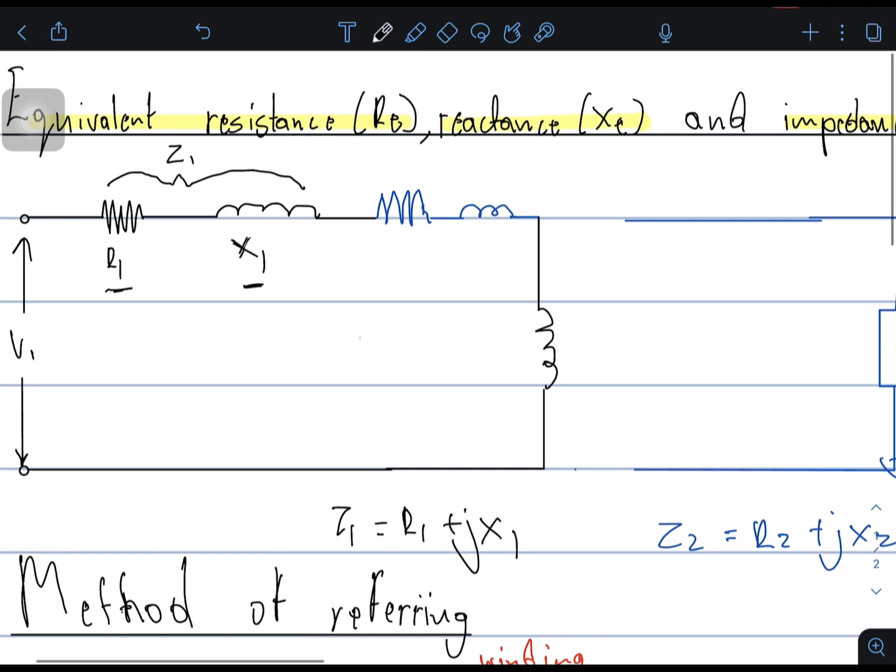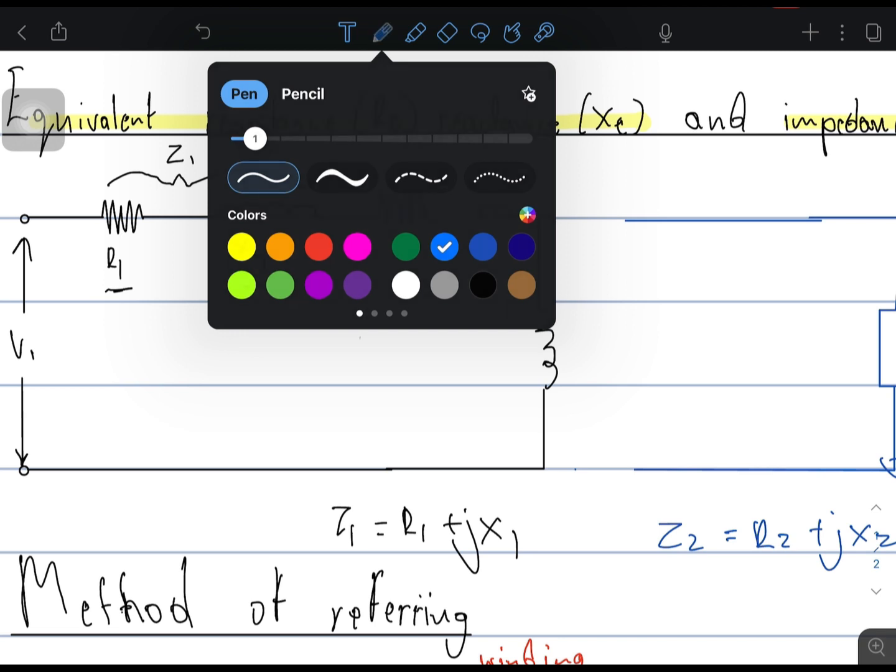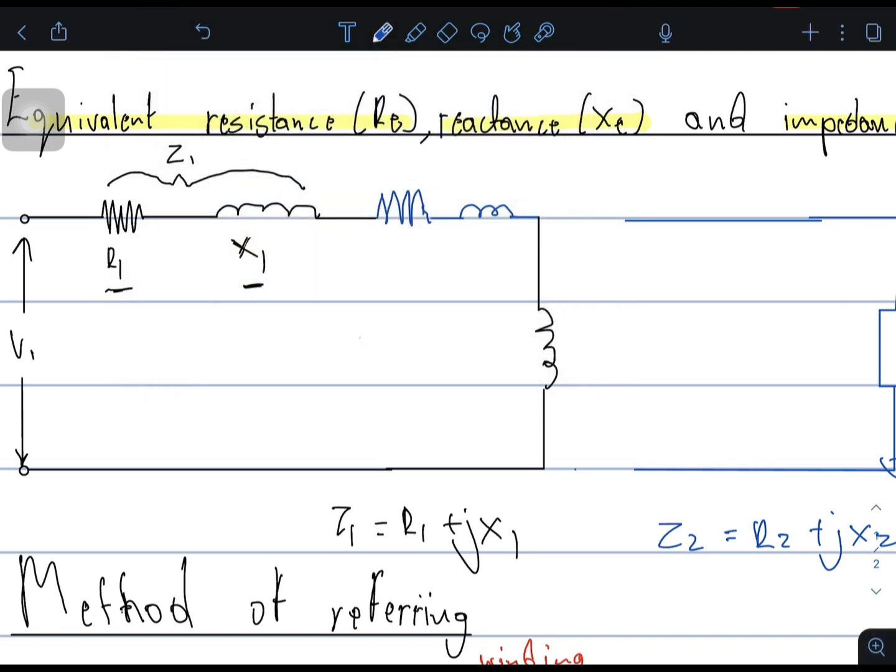Okay. So once we have referred, guys, we put a prime for the ones that we referred. For example, we referred R2, so I'm going to say R2 prime to show that I've referred the secondary resistance of the winding, of the secondary winding, to the primary.